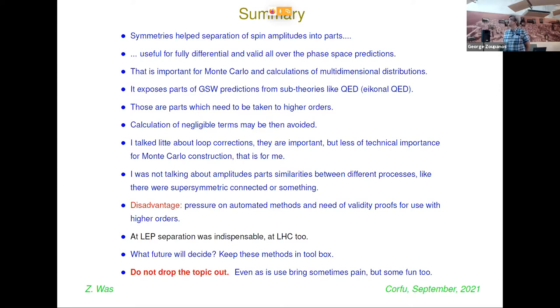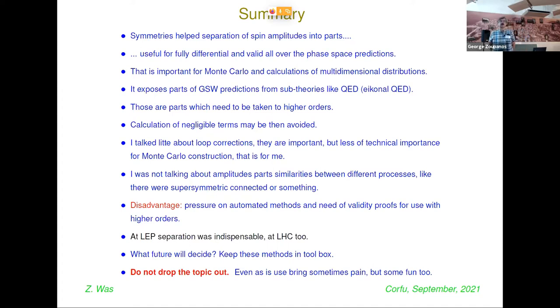We exposed part of QCD predictions, which look like QED or eikonal QED, but not always are this. So sometimes for this QED part, the contributions from charged Higgs had to be taken into account. This is also important because if you need to have predictions of the fixed order combined with higher orders, having separation of this, which needs to be taken at higher orders, is important. This helps to avoid calculation and inclusion of enormous amount of negligible terms.